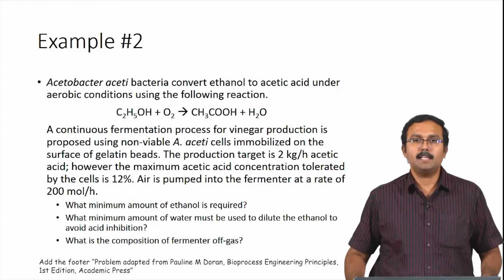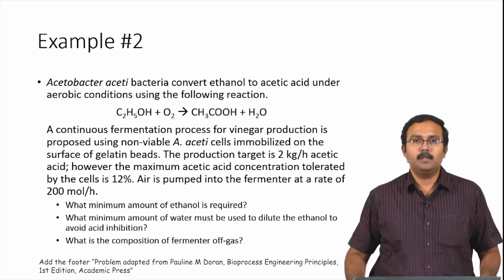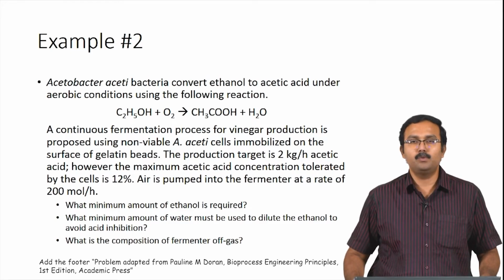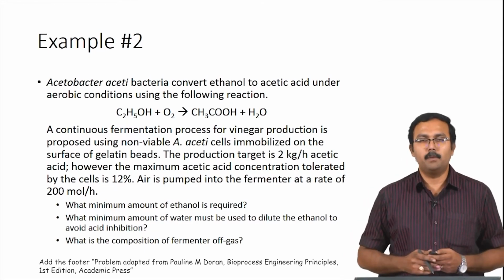However, the maximum concentration of acetic acid that is tolerated by the cells is 12%. Air is pumped into the fermenter at a rate of 200 moles per hour. You are expected to calculate the minimum amount of ethanol that is required, the minimum amount of water that must be used to dilute the ethanol to avoid acid inhibition, and the composition of fermenter off gas. Let us look at solving this problem.